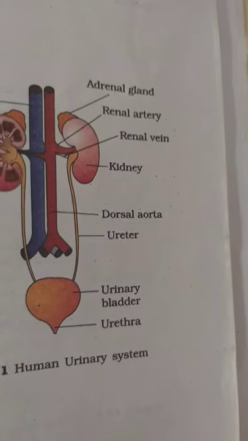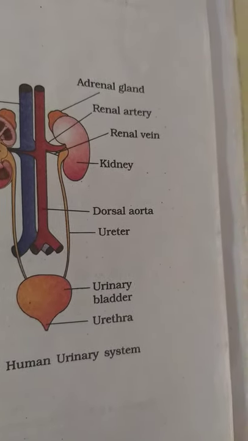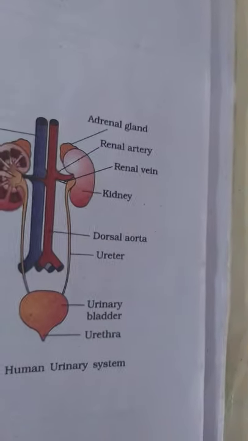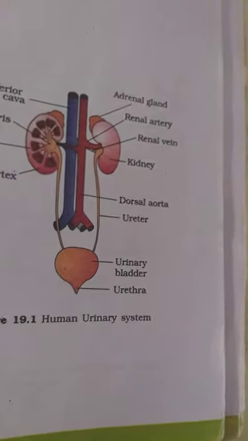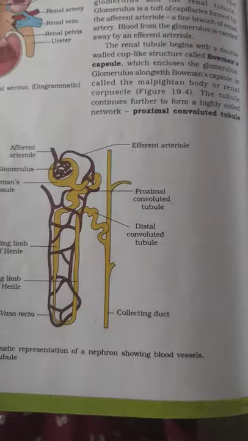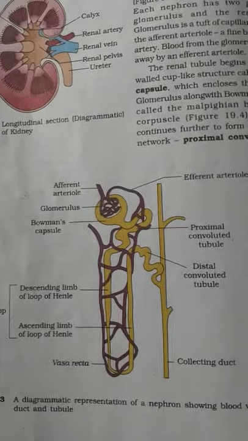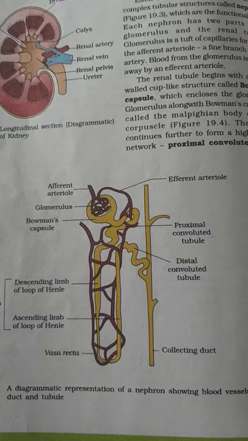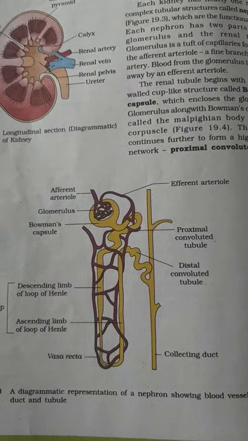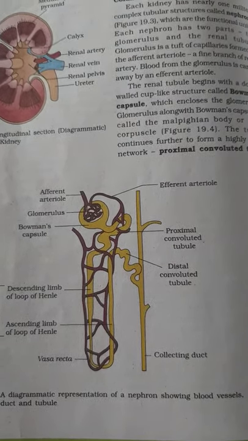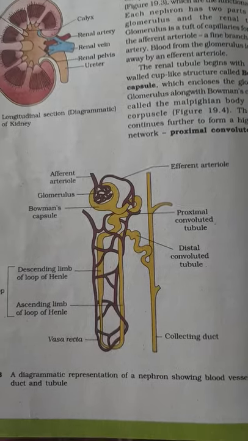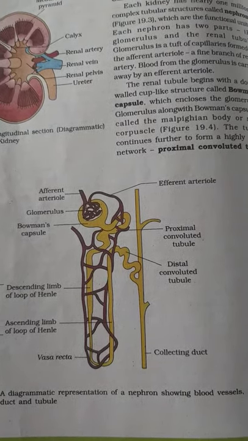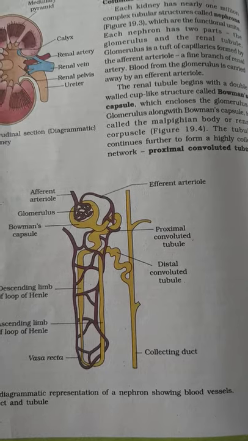Okay, so in between the renal artery and renal vein, the filtration action happens. I'll be coming to it in the later part. As I told you, in this magnified portion of a nephron, the afferent arteriole brings the blood, and from there the efferent takes it, and that is supposed to be the functional unit of the kidney.